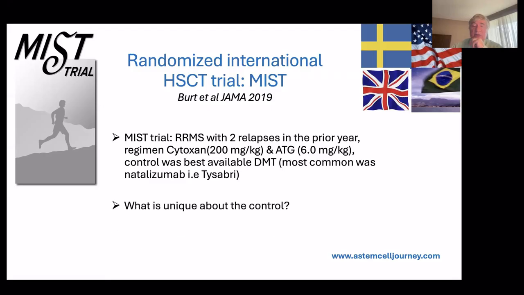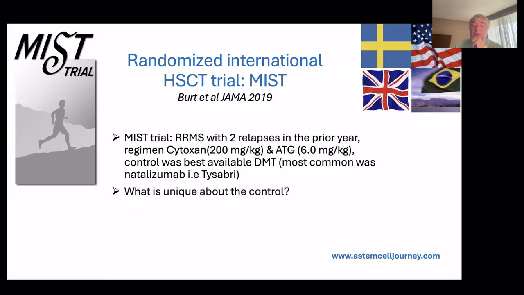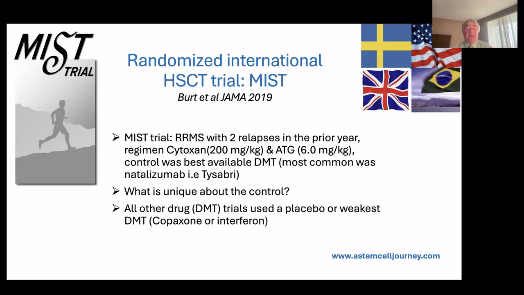So we did that. Now, what is unique about the control we used, which was the best available DMT? What is unique is that it had never been done in an MS trial. All drug trials, all DMT trials, used a placebo against their drug, or they used the weakest DMTs, the minimally effective DMTs, Copaxone and interferon, as the control. Why would they do that? A drug company wants their drug approved. If they compared a highly effective DMT against another highly effective DMT, it may not be better, it may not get approved. So this way they got approval.